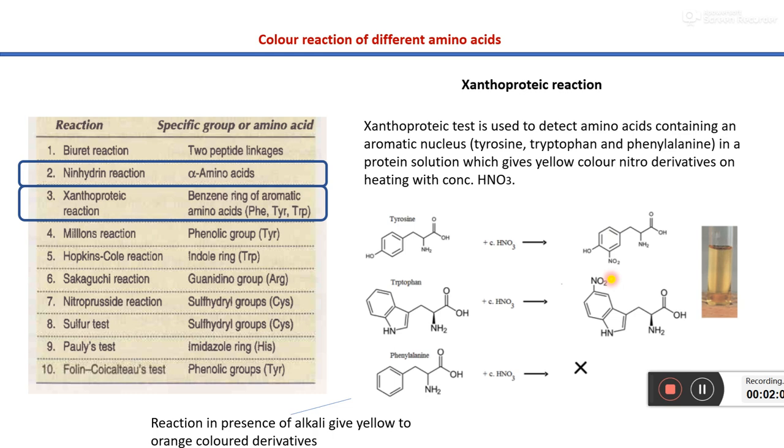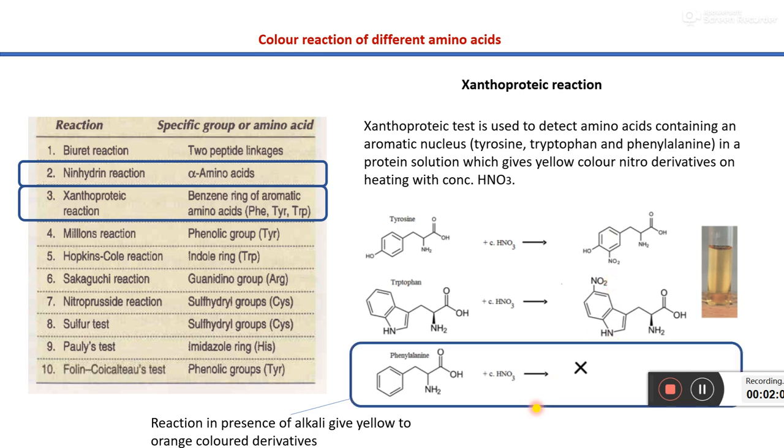Here you have to remember one thing, that phenylalanine gives a negative or weakly positive reaction, because for this amino acid it is difficult to nitrate under normal conditions. For this reason you have to add alkali to these nitro derivative salts, and then you will get a yellow to orange colored derivative.